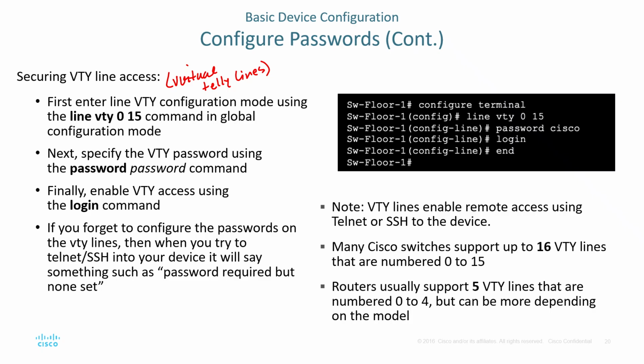So after you get into line VTY, and in this example, I am going to put the same password on all 16 of these lines. You could separate out each VTY line, but that is beyond the scope of this course. Again, password is my command. Cisco is my argument. Login is needed. Login prompts me for the password. If I were to remotely log in and I forgot either the password or the login, I will not be able to remotely get into my device.